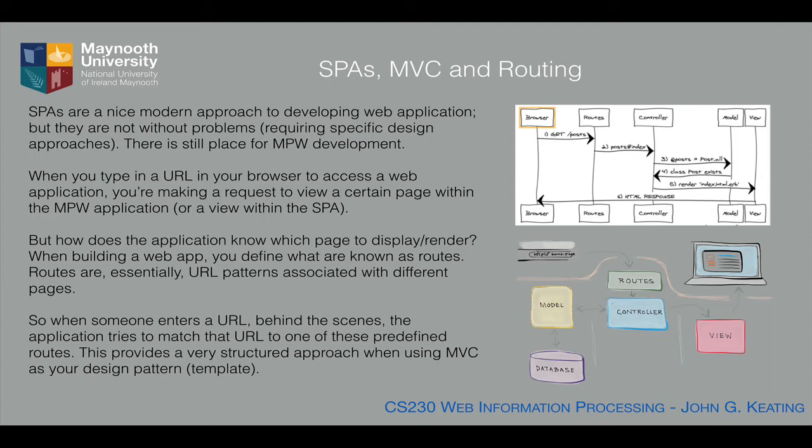When someone enters a URL, behind the scenes the application tries to match the URL with one of the predefined routes, and that provides you with a very structured approach when using MVC as your design template. You can see on the right that the user makes a route request, which talks to the controller, which talks to the model and generates a view. The model might come from a database, and that goes back to the user.